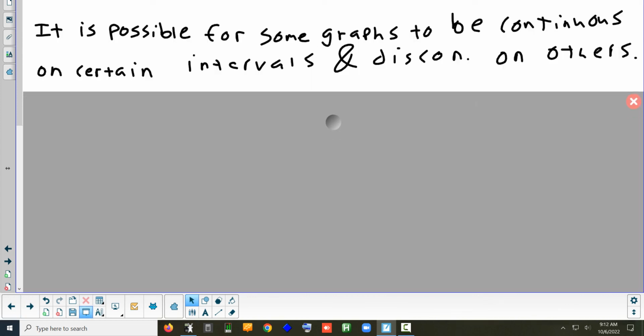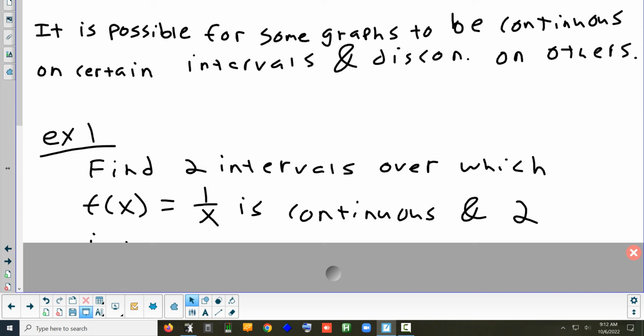So, as I said before, sometimes this isn't like an all or nothing thing. Maybe you can find a small section that's continuous. Maybe not the entire thing, but maybe part of it.